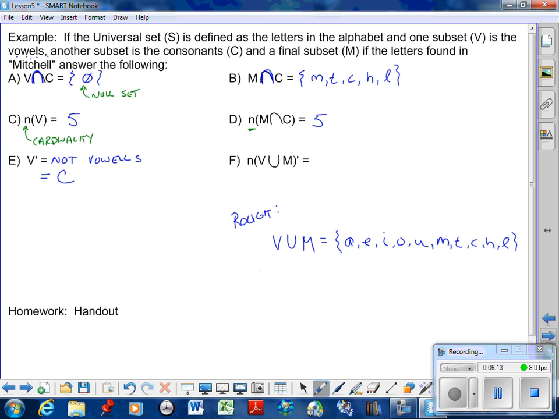Okay. Now, how many are in that union? So 1, 2, 3, 4, 5, 6, 7, 8, 9, 10. I have 10, which means that my complement, so complement is the opposite, okay, would be 26 minus the number of elements that were in that union of the sets, which I just found out in my rough work. 26 take away 10. So there are 16 letters from the alphabet that are not a vowel and are not found inside of Mitchell. And that's what that means.